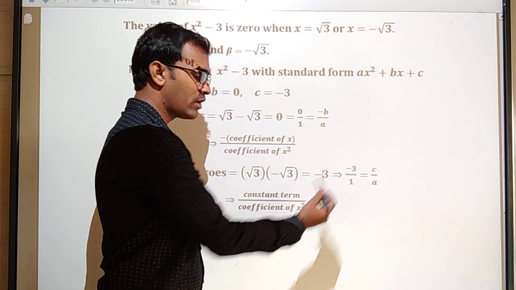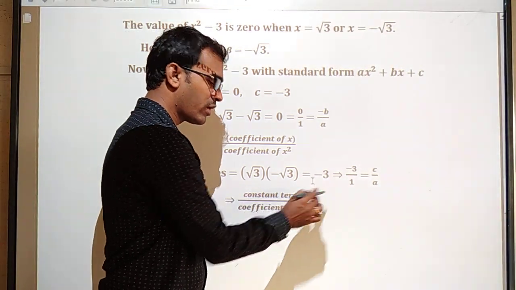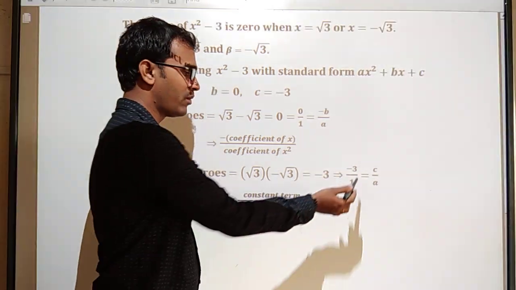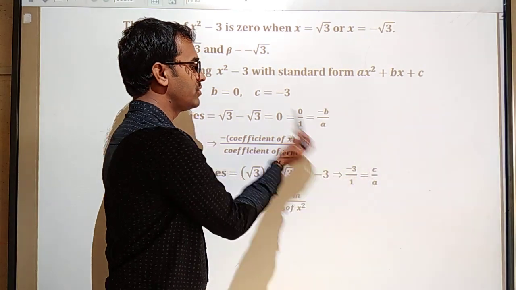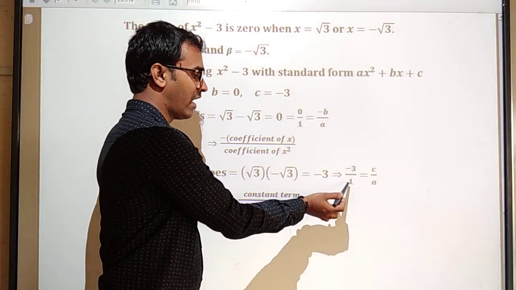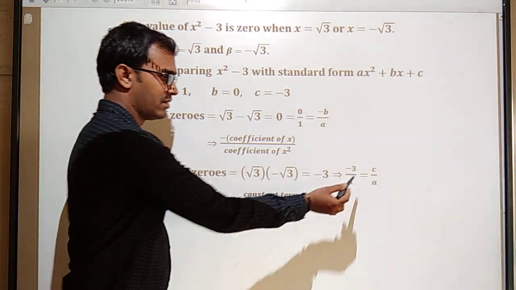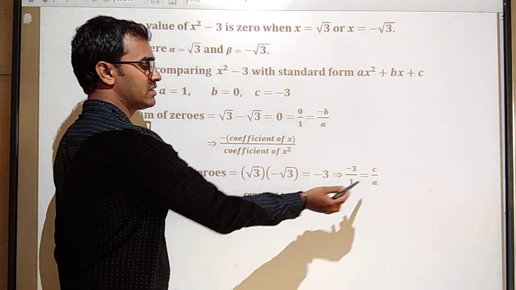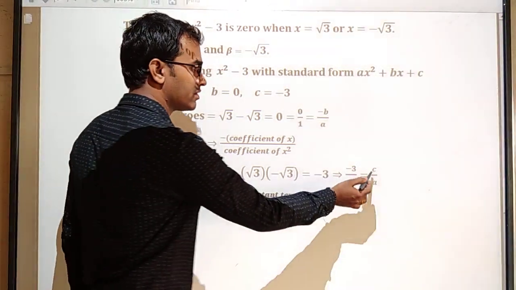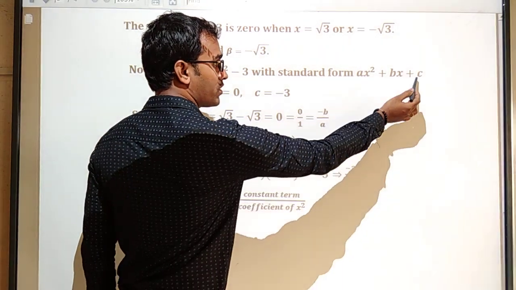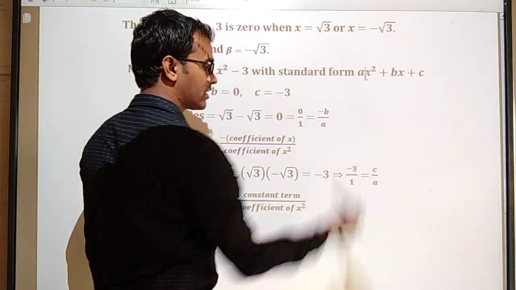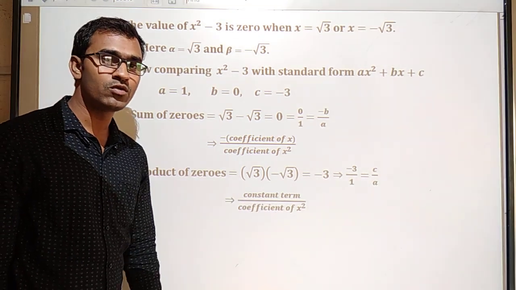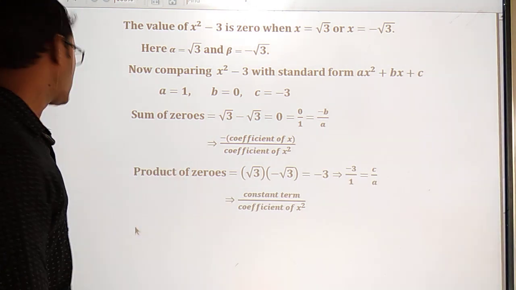Minus 3 equals minus 3 upon 1. Every number has denominator 1. So minus 3 means c, and 1 equals a. This is c by a. What is c in this polynomial? c is the constant term, and a is the coefficient of x square. So the product of zeros is the constant term upon the coefficient of x square. This is the solution of the problem.